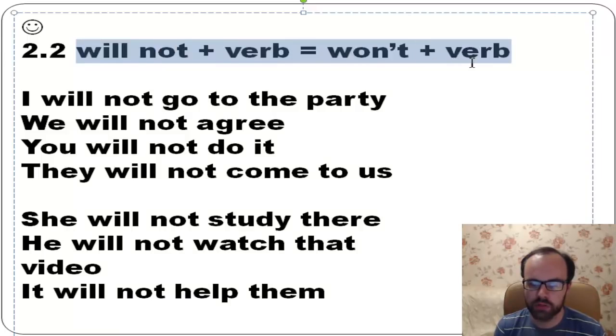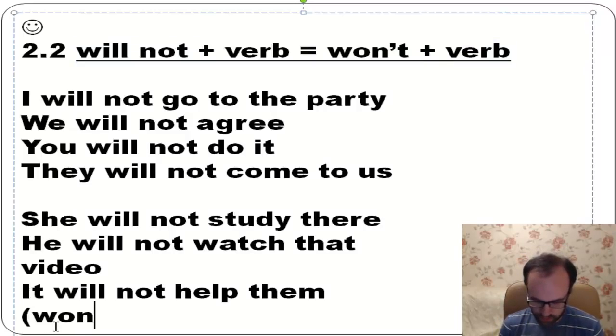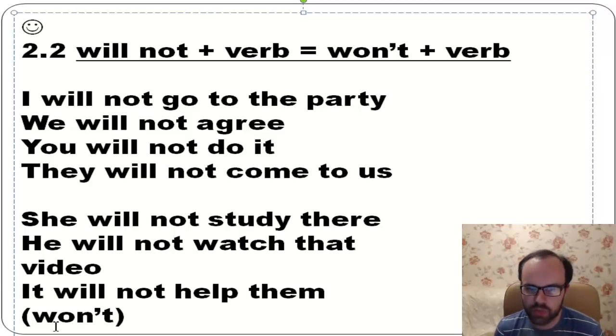So will not or won't plus verb. I will not go to the party. We will not agree. You will not do it. They will not come to us. She will not study there. He will not watch that video. It will not help them. Or you can use won't. I won't go to the party. We won't agree. You won't do it. They won't come to us. She won't study there. He won't watch that video. It won't help them. Okay, so it's easy.